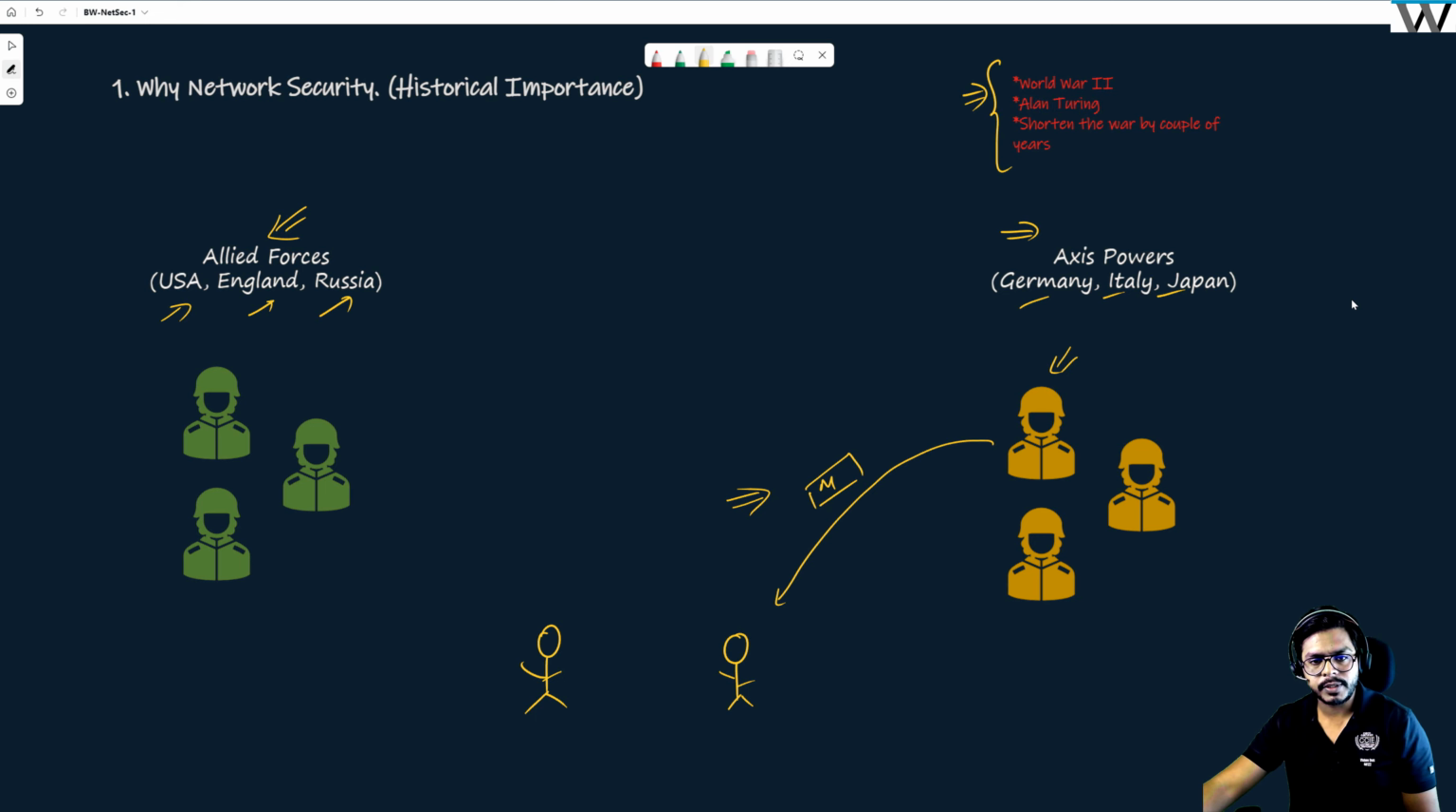If these messages were captured by enemies, or basically if anybody from the other side is able to get this message, then there is a problem. The problem is the other side also knows about the strategy we are planning to attack with. It means these messages are of great importance and should not be breached. Nobody should get them, and if they get them, nobody can take meaningful information out of it.